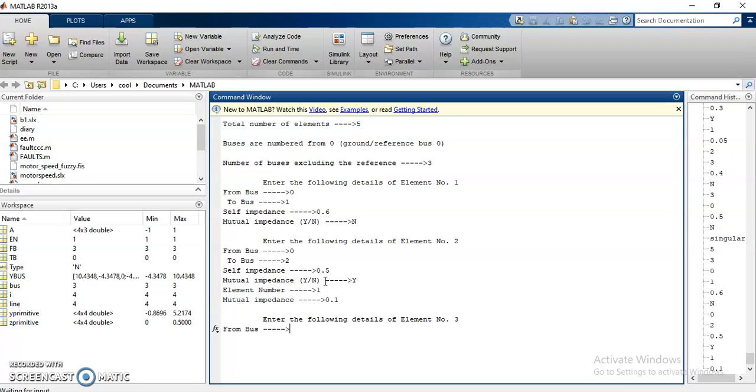What is the mutual impedance value? 0.1. Okay, enter. So third element is in between 2 to 3. What is the self impedance value they have given in the problem? 0.5. Enter. Is there any mutual impedance? No. For the third element there is no mutual impedance.